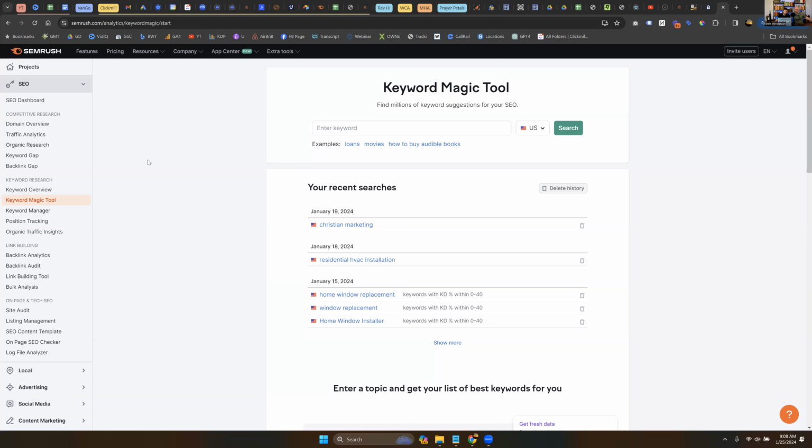Either way, we're going to go in here, and this is the Keyword Magic tool. You'll see there's tons of tools in here. And so we're going to come in here, and I'm just going to say, can I start a denture business? I'm not interested in how to sell dentures. I'm interested in, where do I buy dentures? Best dentures. So are there people looking for a product if I'm selling it?